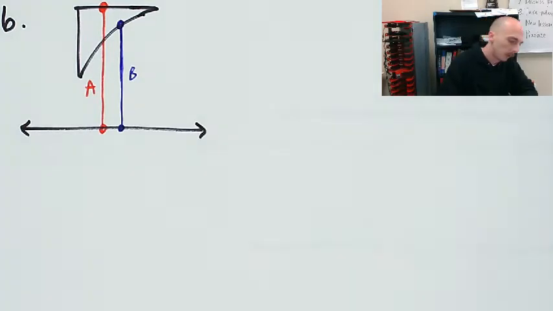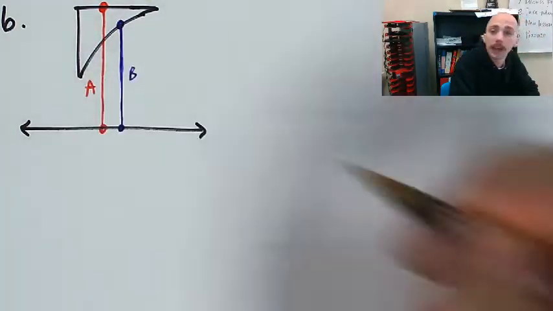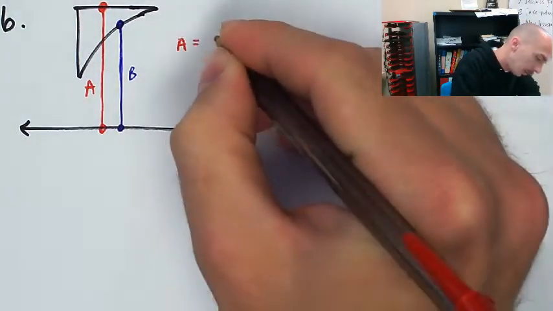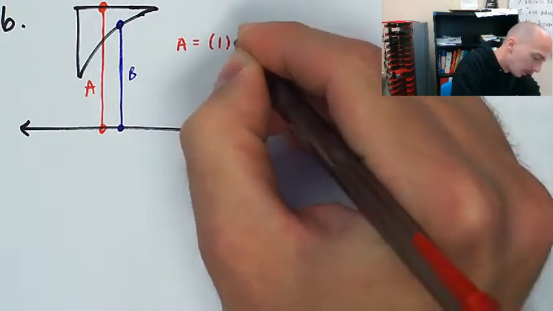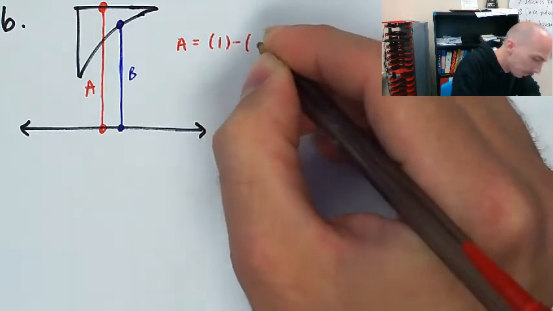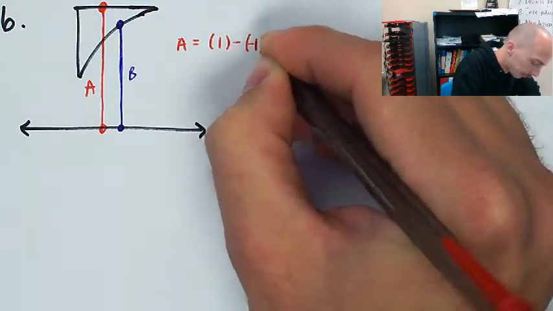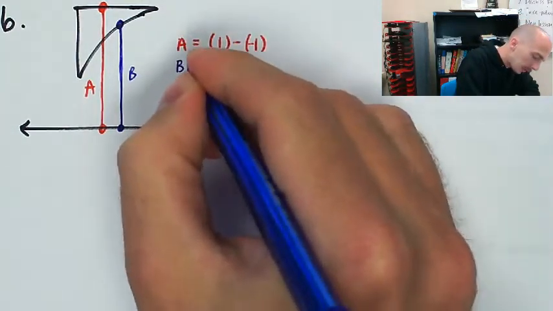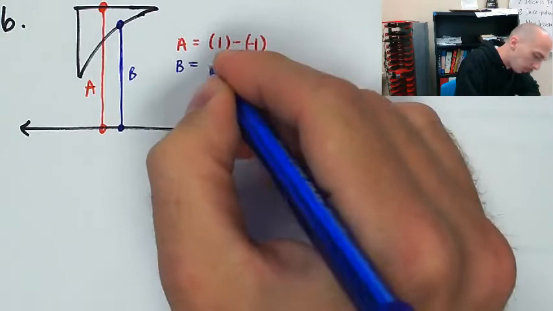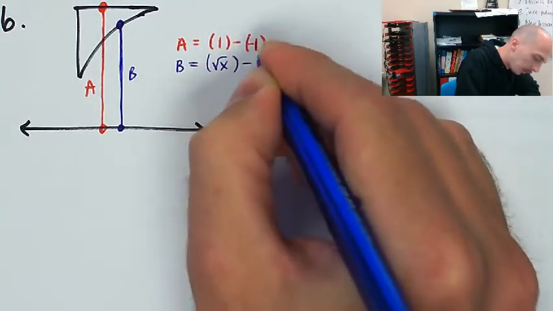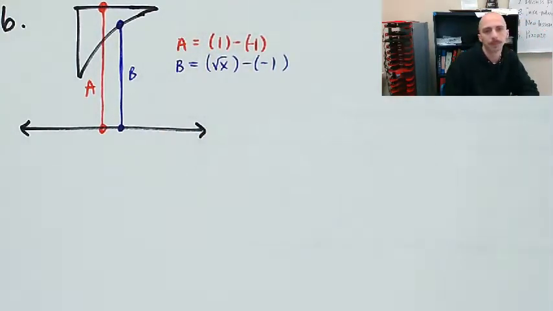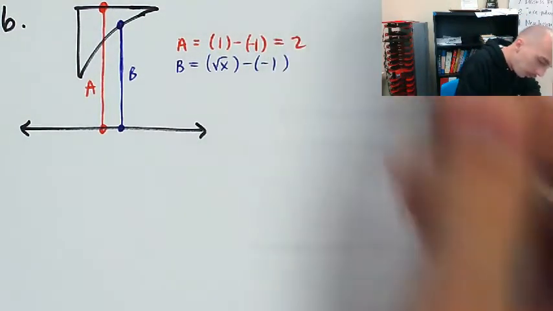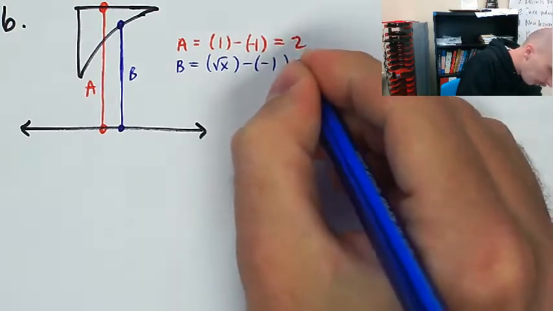A and B. So I need to write down A and B in terms of x because I'm rotating around a horizontal axis. So A is equal to top minus bottom: y equals 1 minus y equals -1, and so that'll be 2. And then B is equal to y equals square root x minus y equals -1. Okay, so that's 2, and this is square root x plus 1.